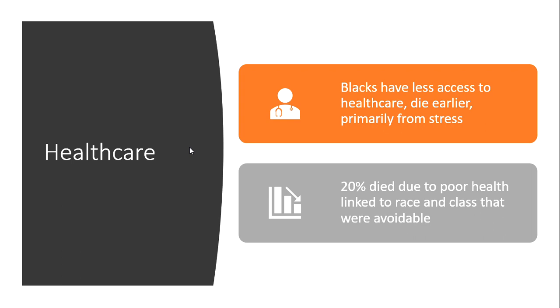Okay. It's not because blacks' genetics are worse or that all blacks have heart disease, which, again, is a rumor. That's just not how race works, okay? It's all about life chances, access to healthcare, access to material life, access to good jobs, things like that, okay? 20% died due to poor health linked to race and class that was avoidable. So again, because of poverty and the race that they were categorized as, that has given them fewer life chances, which has reduced their quality of psychological and physical health.